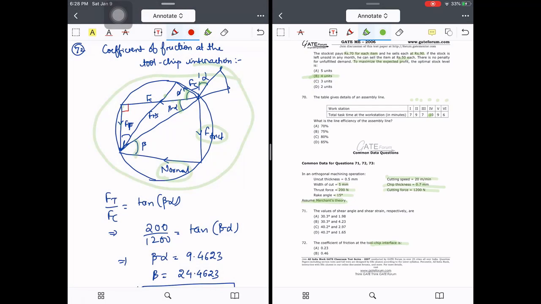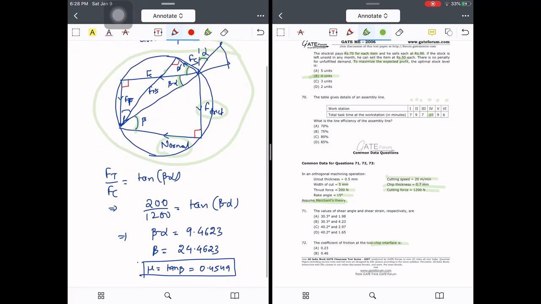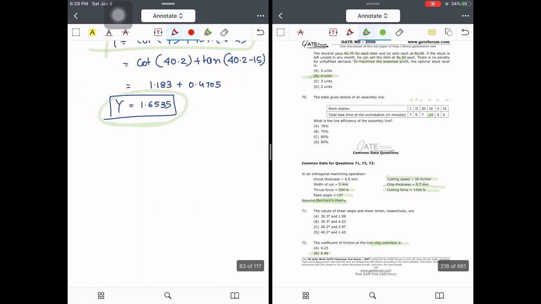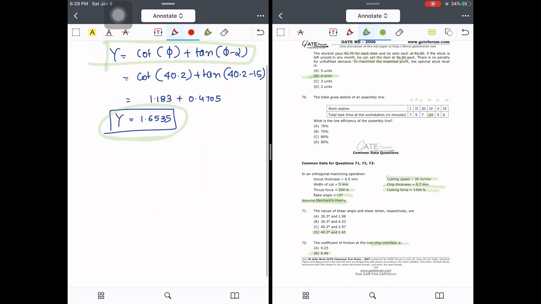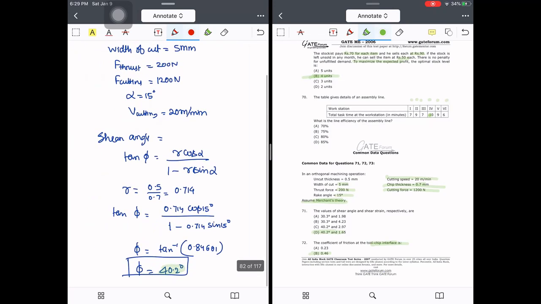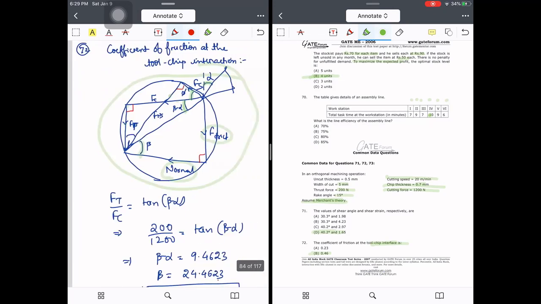So we can find here that beta minus alpha relates to Fc and Ft. That is tan of beta minus alpha, because these all are perpendicular forces. Fc, Ft, Fs, F normal shear, F friction, F normal, these are perpendicular forces. So Ft by Fc is tan of beta minus alpha. We know the value of alpha, and based on that we can find the corresponding value of beta, and based on that tan beta. We know that mu is equal to tan beta, so we get 0.4549 as our answer, that is 0.46.